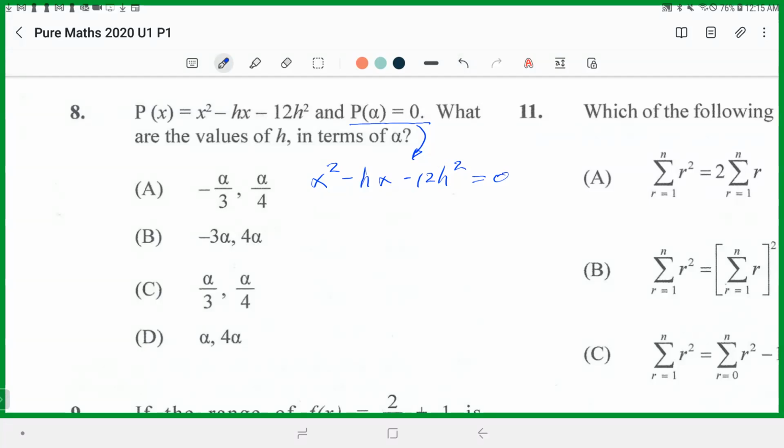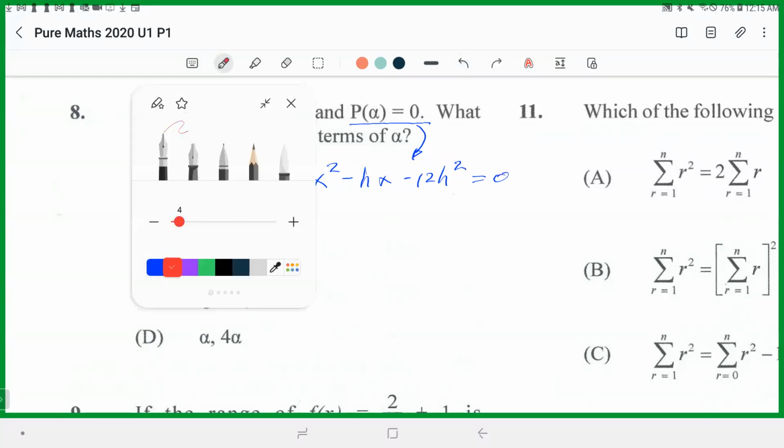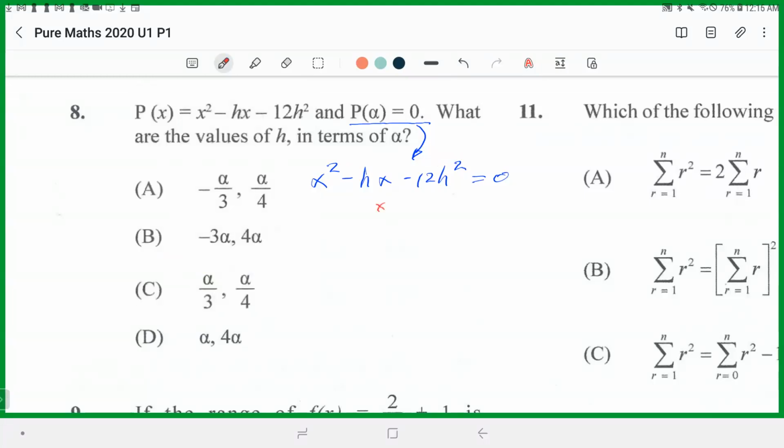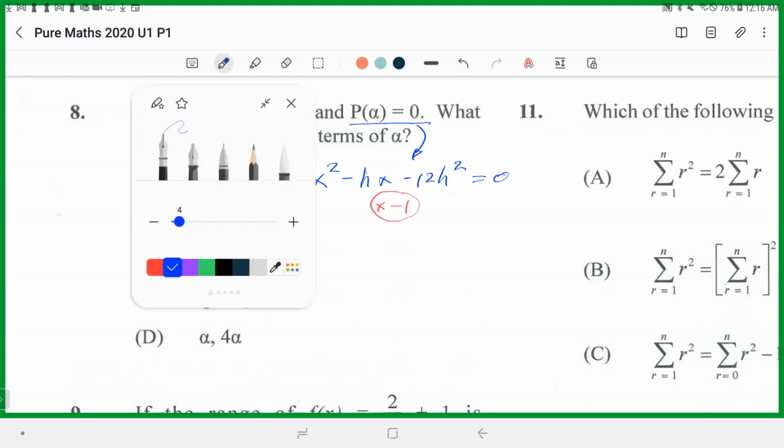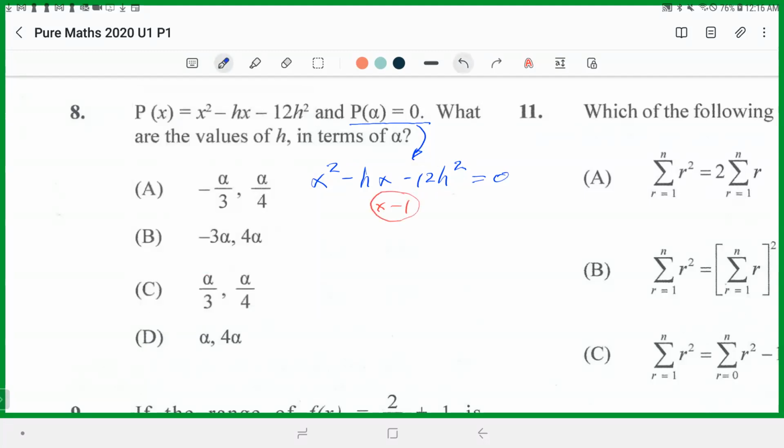So let's rewrite it with the square term positive. It's always easier when the square term is positive in quadratics. So I'm going to multiply by -1. This term becomes 12h squared.